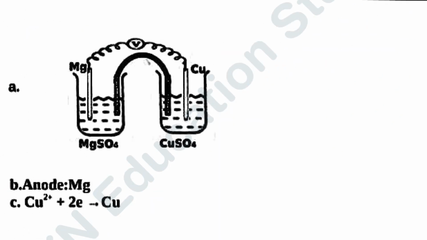Answers. So the first figure shows how we can construct a galvanic cell using the given materials. B. So the anode here is Mg, magnesium. C. The chemical reaction taking place is Cu2+ plus 2 electrons gives Cu.